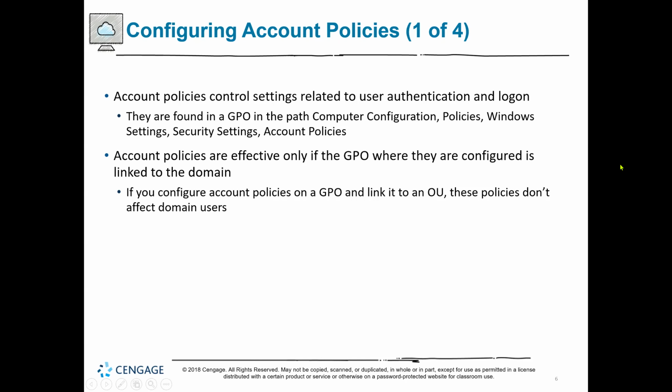Configuring account policies. Account policies control settings related to user authentication and logon. They are found in a GPO in the path Computer Configuration, Policies, Windows Settings, Security Settings, Account Policies. Account policies are effective only if the GPO where they are configured is linked to the domain. If you configure account policies on a GPO and link it to an OU, these policies don't affect domain users. So that's kind of easy to think of there. If it's not linked to the domain, it doesn't affect domain users.